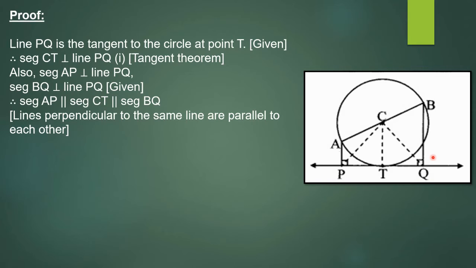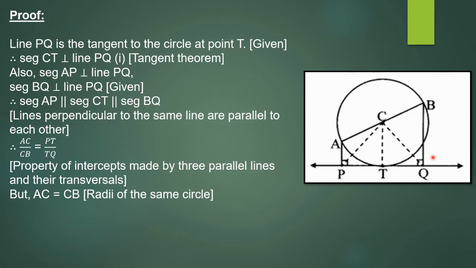Therefore, we can say AC upon CB will be equal to PT upon TQ. This is by the property of intercepts made by three parallel lines and their transversals. Or in other words, it is the basic proportionality theorem. But we know that AC is equal to CB as they are the radius of the same circle.